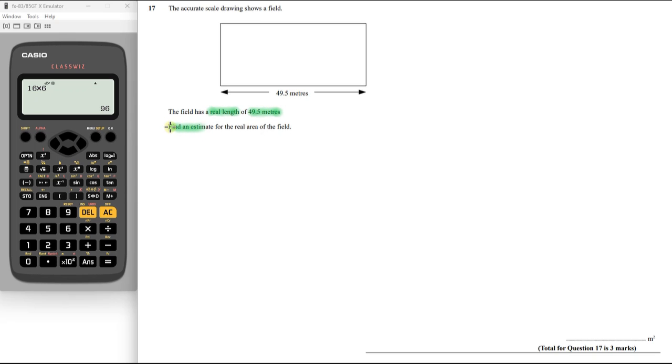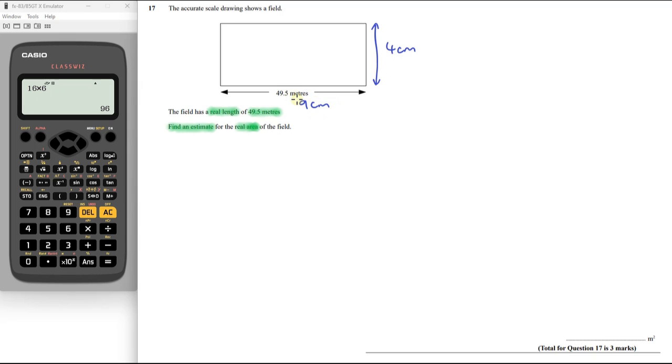We need to find an estimate for the real area of the field. For this question, you will need to print the paper off because we're going to be measuring scale drawings. I have printed this off already and measured these lengths. The width of the field is 4 centimeters, and the length of the field on paper is 9 centimeters.